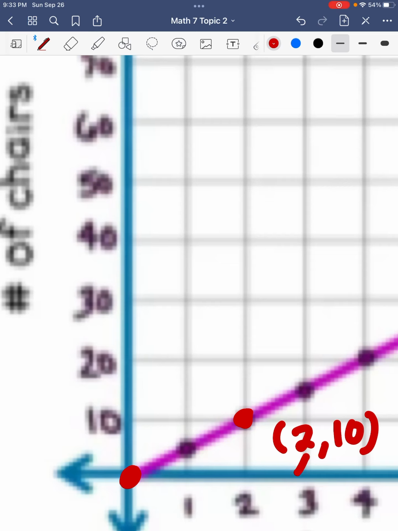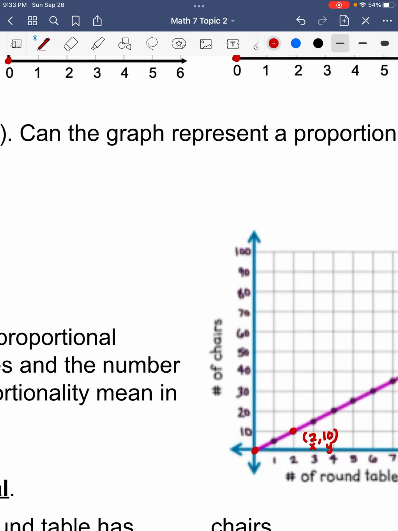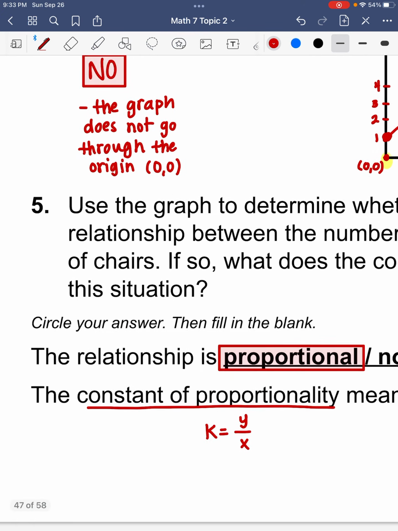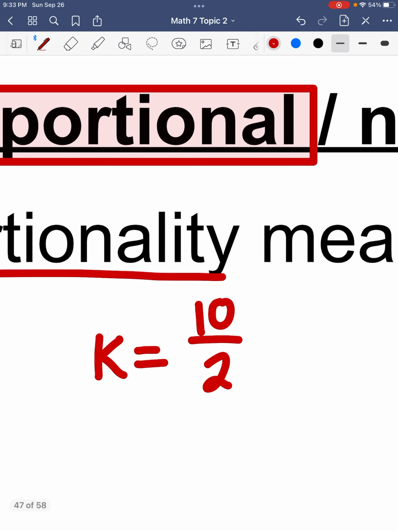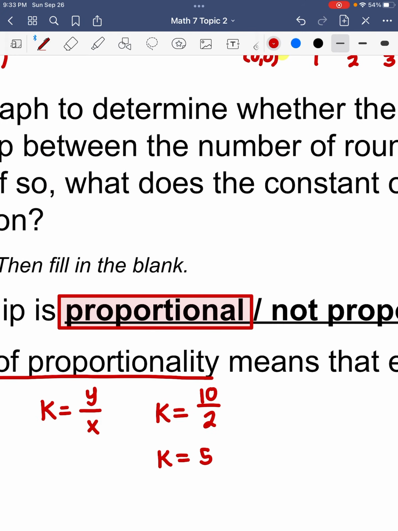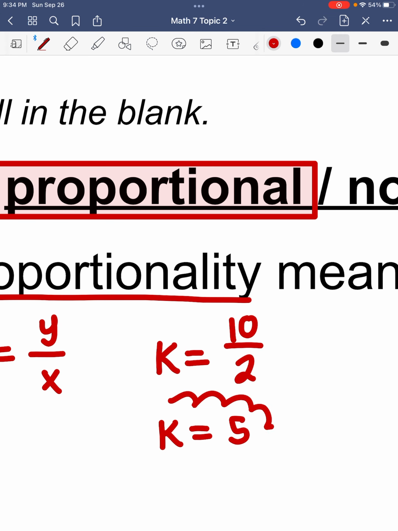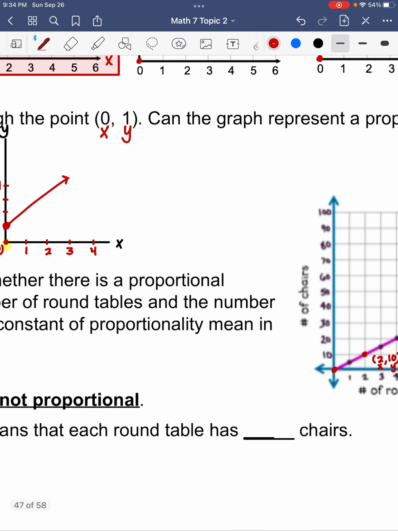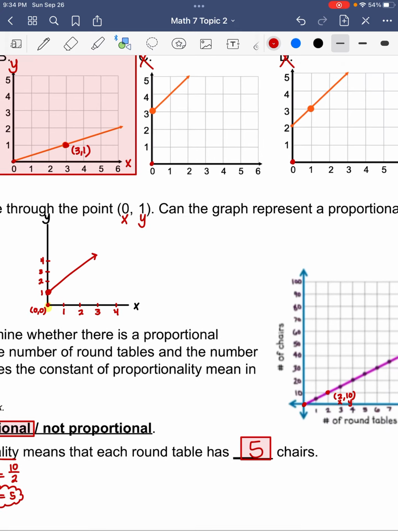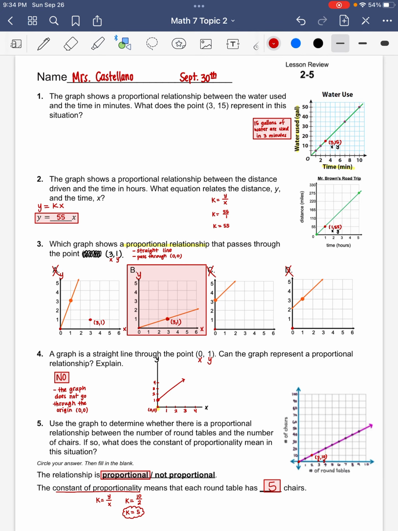Remember, we always start with our x coordinate and then our y coordinate. So to find k, I'm going to take 10 and divide it by 2. 10 divided by 2 is 5. So k equals 5. Now that I know that, I can plug it in right here because it means that each round table has 5 chairs. And that is the end of our 2-5 review.